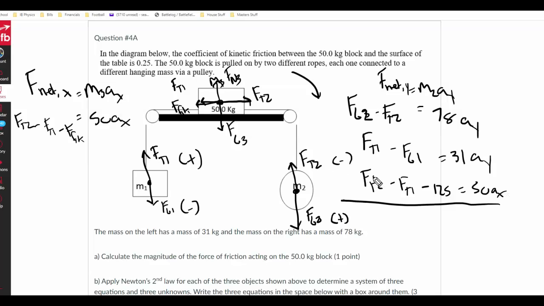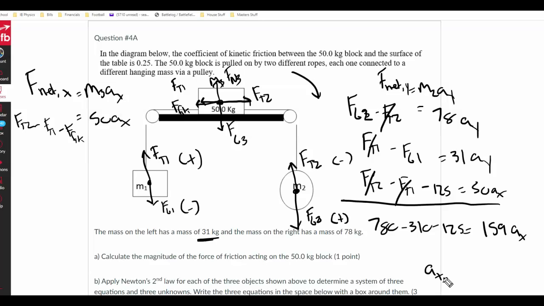Because we have Ft2, positive Ft2, and negative Ft2, those cancel. Ft1 and negative Ft1. And then Fg2 and Fg1 we can easily find. That's going to be 780. Minus Fg1, that's going to be, let's see, the mass is 31, so that's 310. Minus that 125, and then I add up the 3 masses, 78 plus 31 plus 50. That's 159ax.